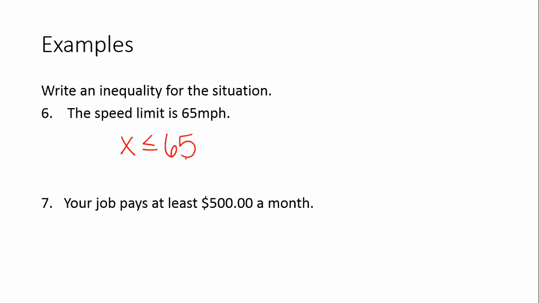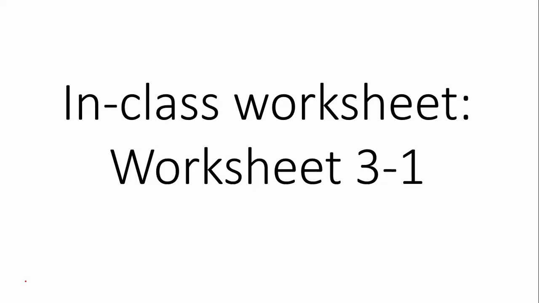Your job pays at least $500 a month. At least $500 means it might pay more than that, but $500 is the minimum. So this is going to be a greater than or equal to 500. If your job pays at least $500 a month, your salary, or what it pays you, is greater than or equal to 500. In class, we will work on worksheet 3.1.